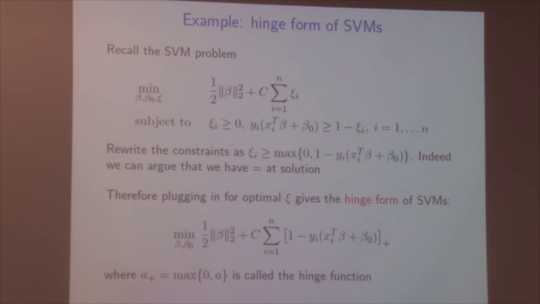So if we know that at a solution, xi_i is going to be equal to this quantity, we can just get rid of xi_i completely, right? We've solved it. And that's how we get the hinge form of SVMs. Does everyone feel good about that line of reasoning? Okay.